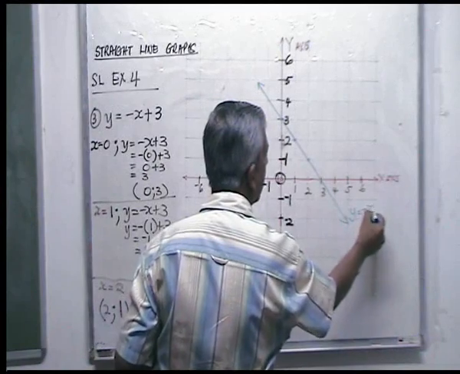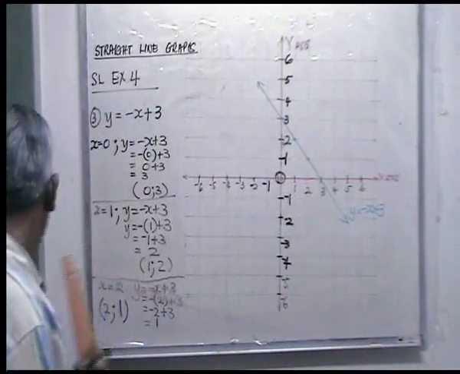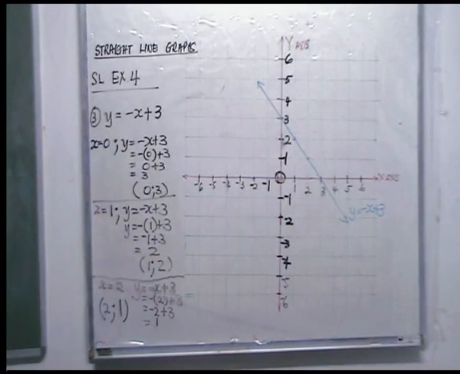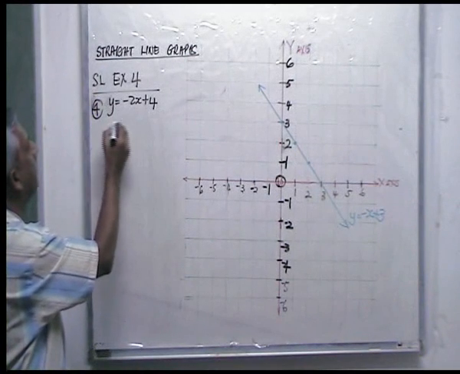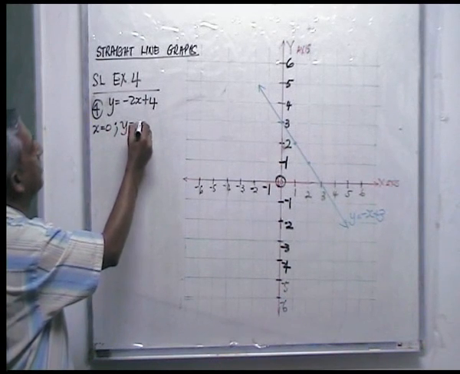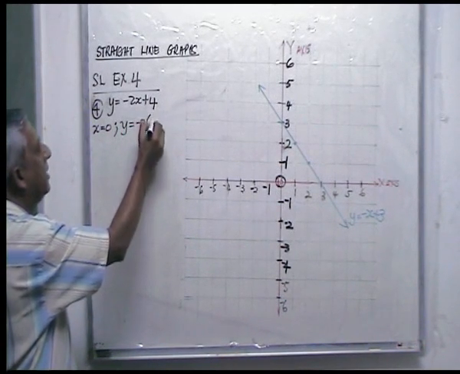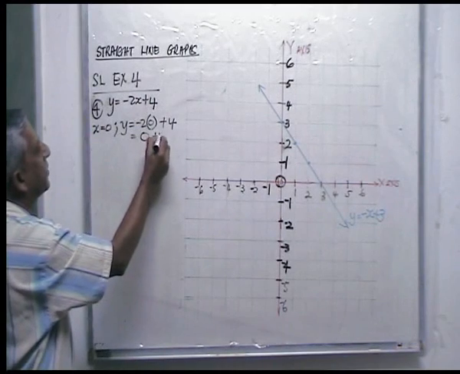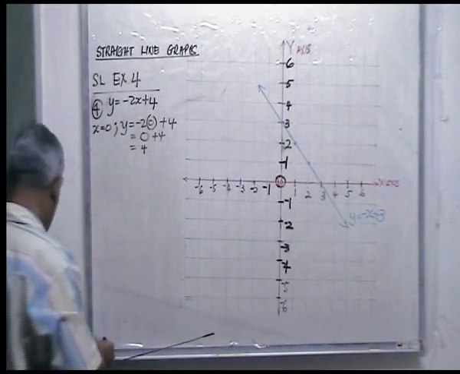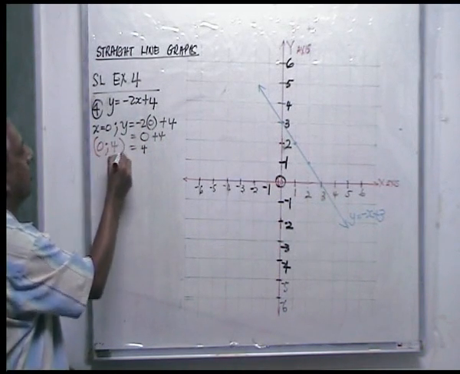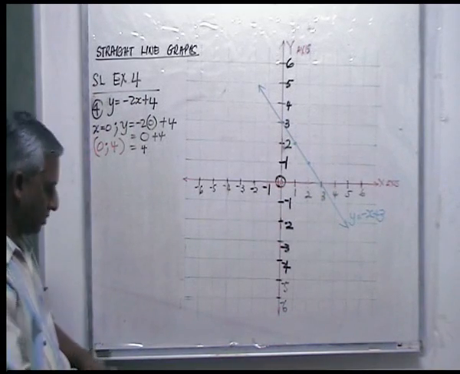Y is equal to minus x plus 3. Okay, we finished with that one. Now we're going to mark number 4. Let me just find another black pen. Minus 2x plus 4. If x is 0, then y is equal to minus 2 into x plus 4. Now x is 0. So minus 2 times 0 is 0, plus 4, that's 4. So your first ordered pair is 0 and 4. Let's move on to the next one.